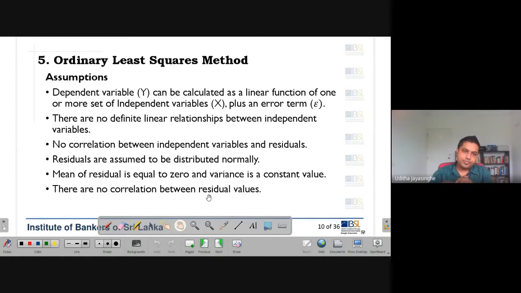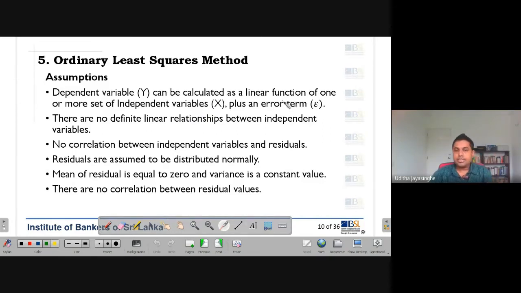The first one: the dependent variable y can be calculated as a linear function of one or more independent variables x plus an error term. Now this is the simplest definition of our equation.